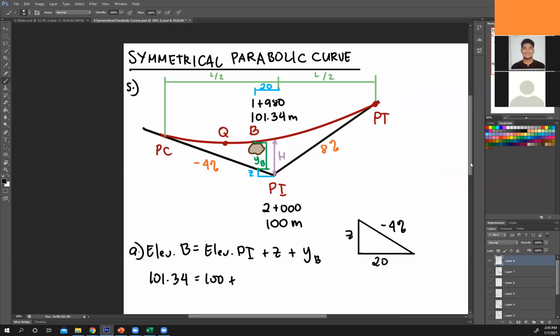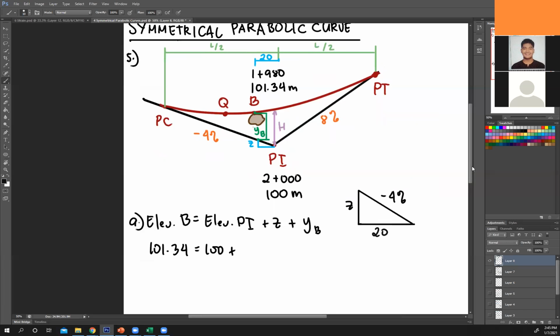Therefore, Z is just 4% equals rise over run. So 0.04 equals Z over 20. So Z is just 0.04 times 20, that's 0.8. Plus YB. So what's YB? 0.54, correct.